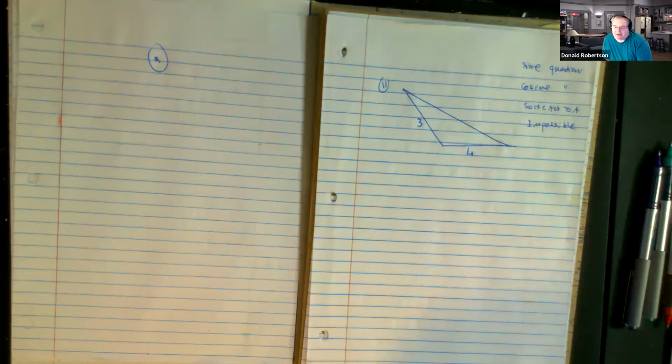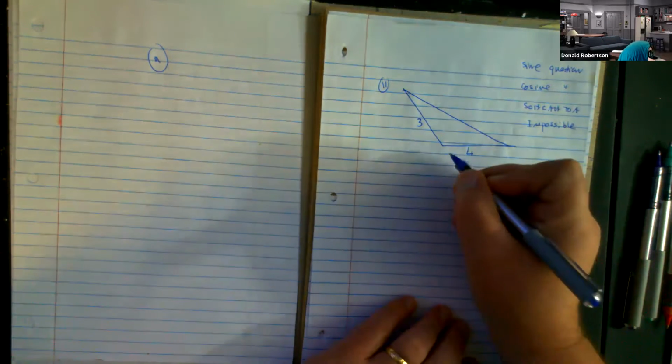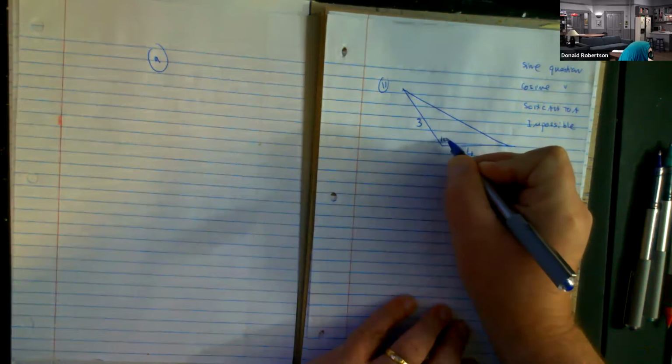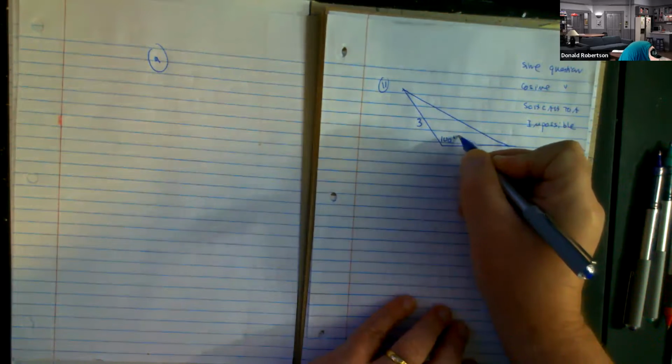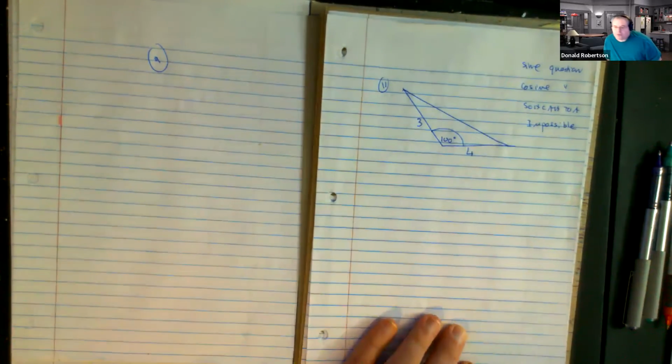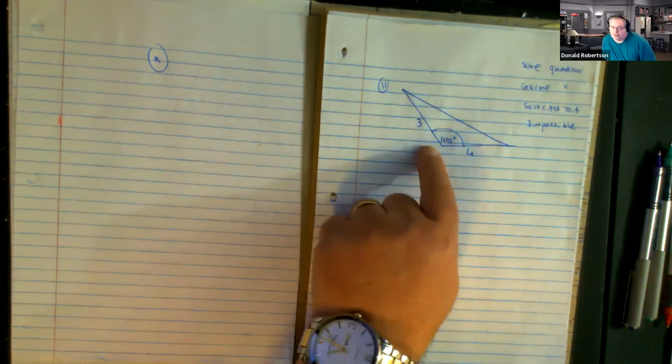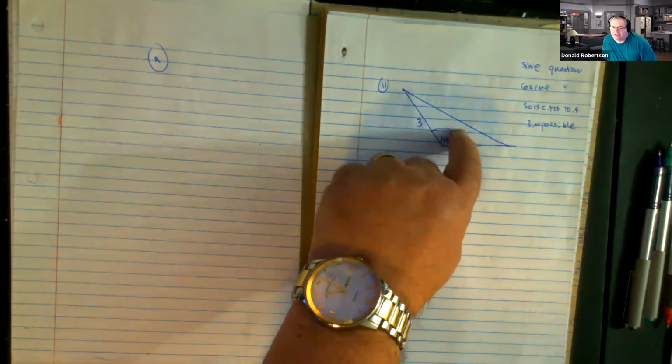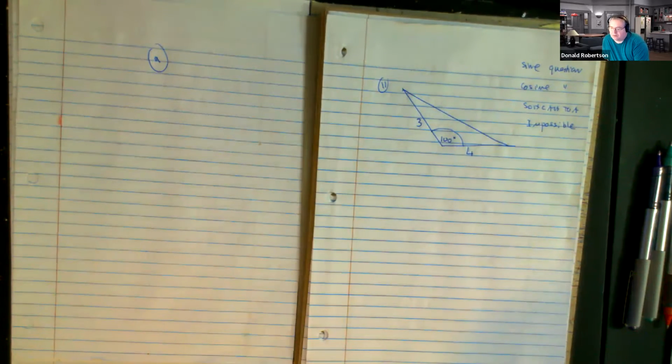Now, I'm going to give one more piece of information, and then you should be able to solve it. But now the question is, which method? So, if I tell you that's 100 degrees, what do you know? You know 2 sides, and you know the size of the angle in between.